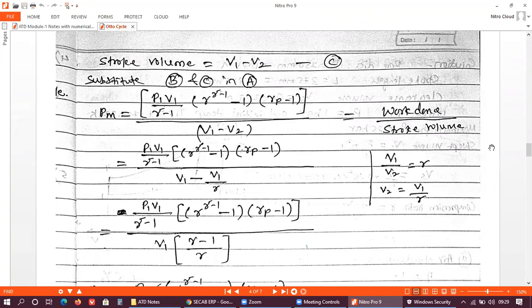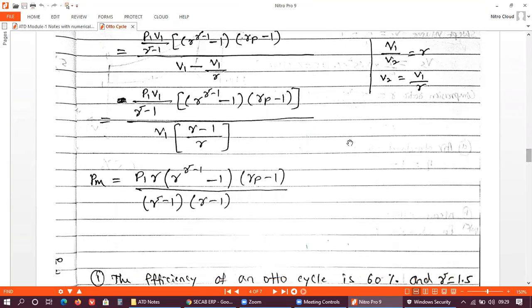Okay, now coming to the denominator part, v1 minus v1 by r. Take this v1 as common. If you take v1 as common, it will be v1 into bracket 1 minus 1 by r. If you simplify this 1 minus 1 by r, you will get r by r minus 1 by r.